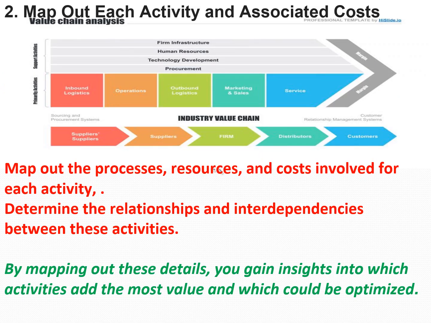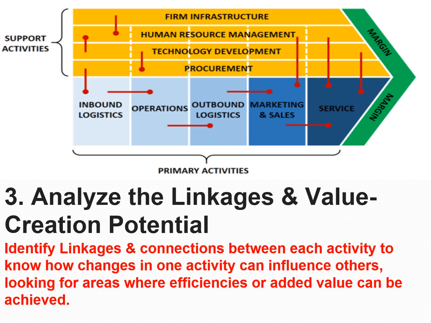The next step is mapping out each activity and associated costs with it. So for each activity, map out the processes, resources, and cost involved, and determine the relationship and interdependency between these activities. By mapping out these details, we can gain insight into which activity adds the most value and which could be optimized. The next step is analyzing the linkages and the value creation potential of each activity.